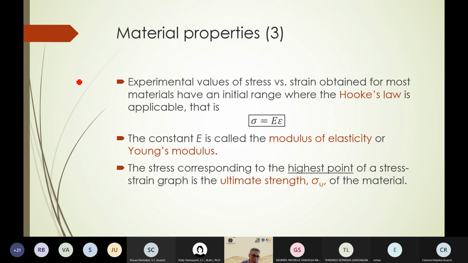So this is the typical stress strain. This is strain. This is stress. Maybe it's still in the linear elastic zone. This is one unit of strain. This is E. Okay, so this is the slope of this line, the modulus of elasticity.